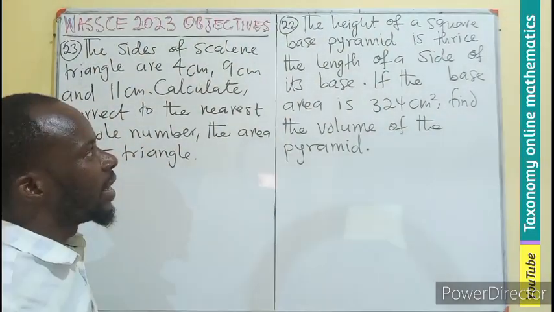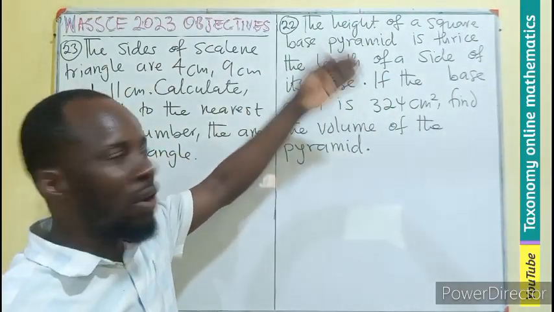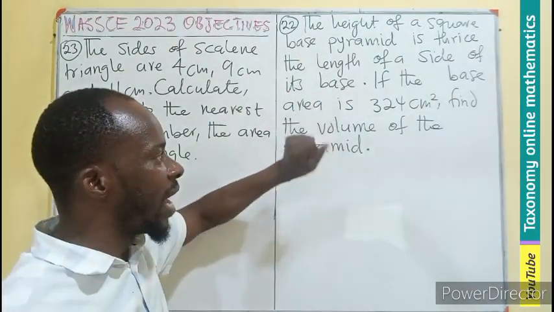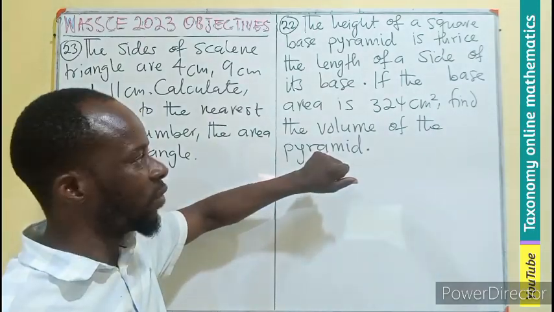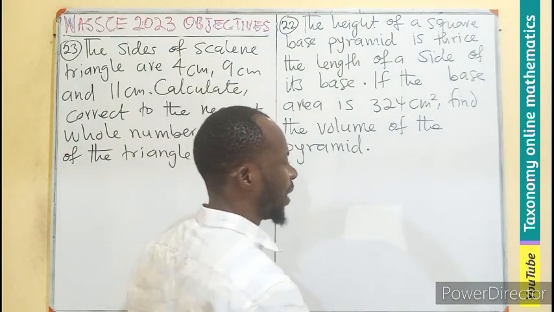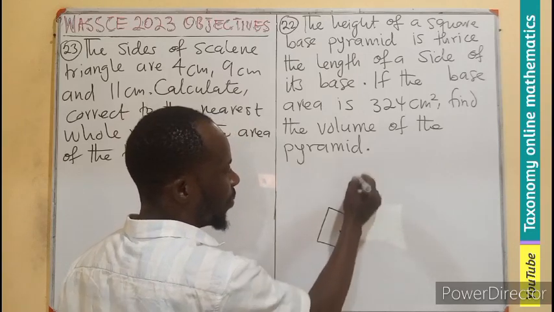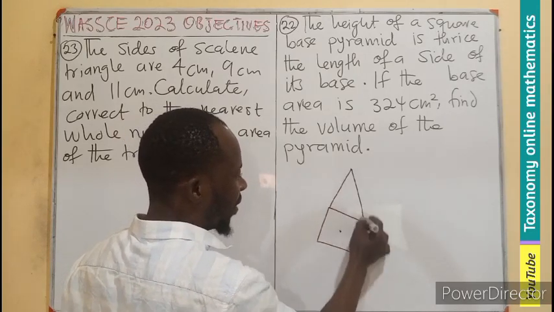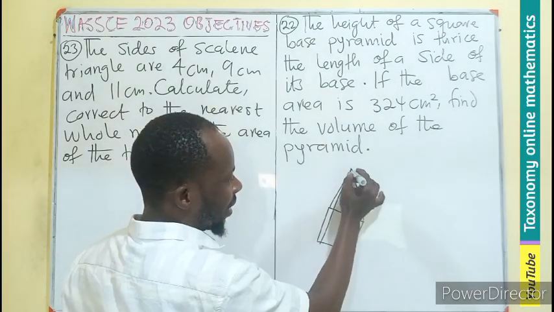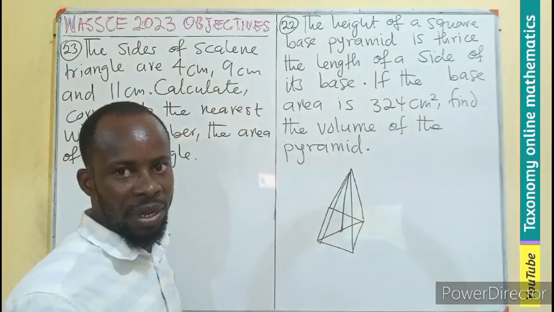Question 22. The height of a square base pyramid is 3 times, that's twice, the length of the side of its base. If the base area is 324 centimeters squared, find the volume of the pyramid. We can make a sketch if you want to. This is the square base pyramid, joining all the vertices to a particular point. The height will be from the center, and this is going to be the diagonal.